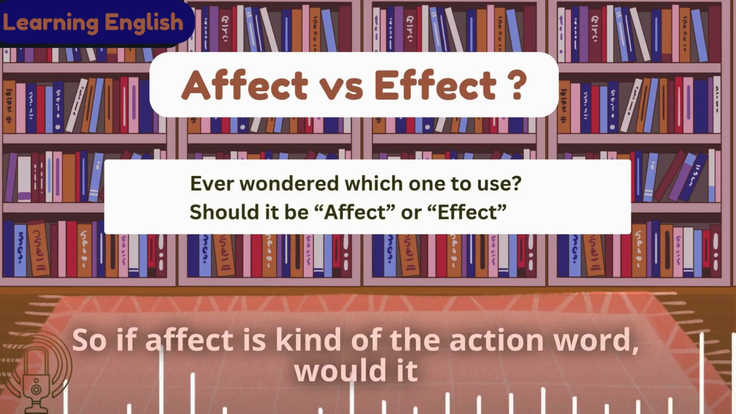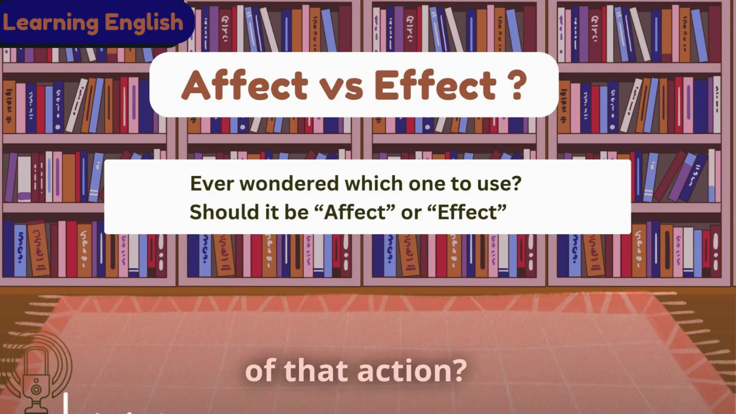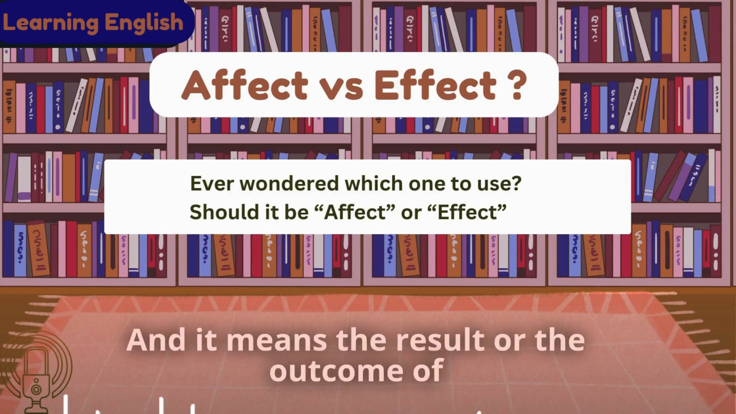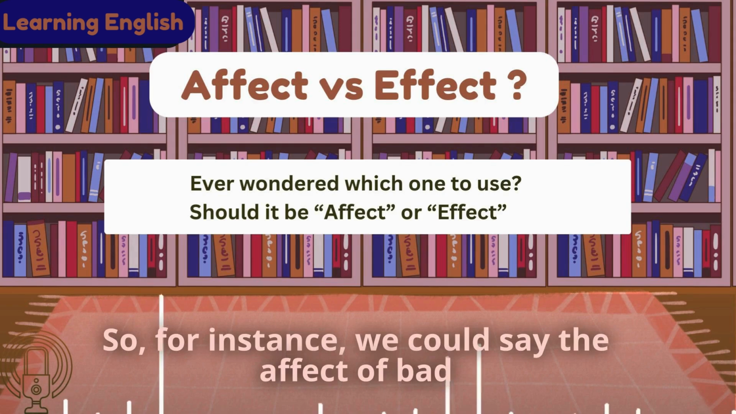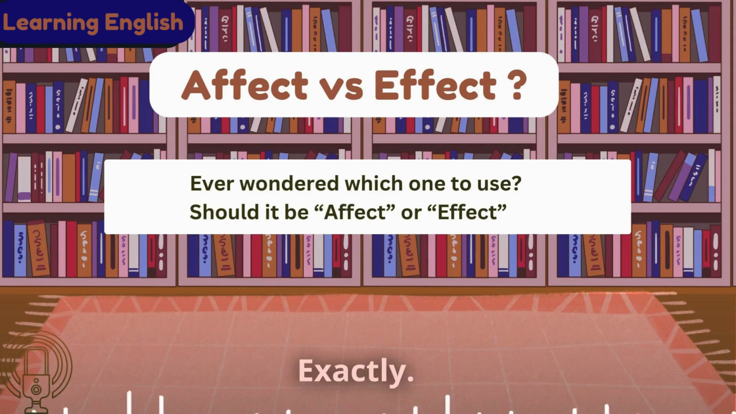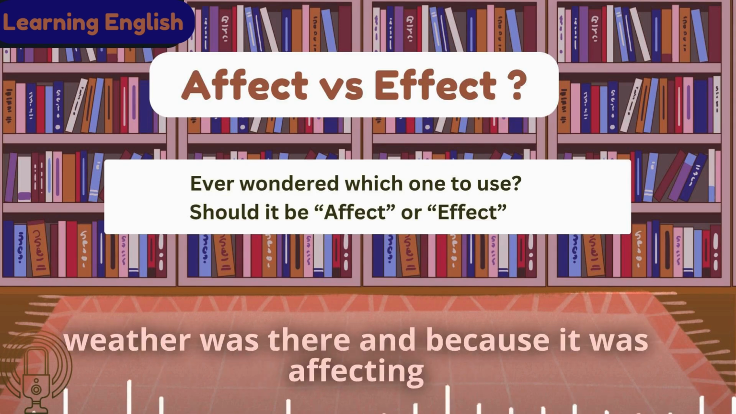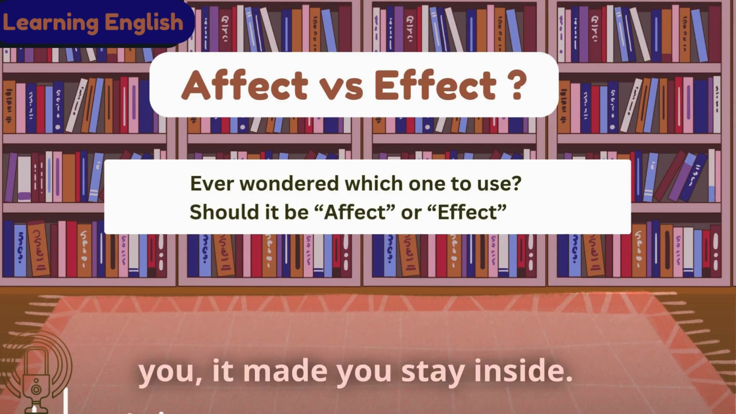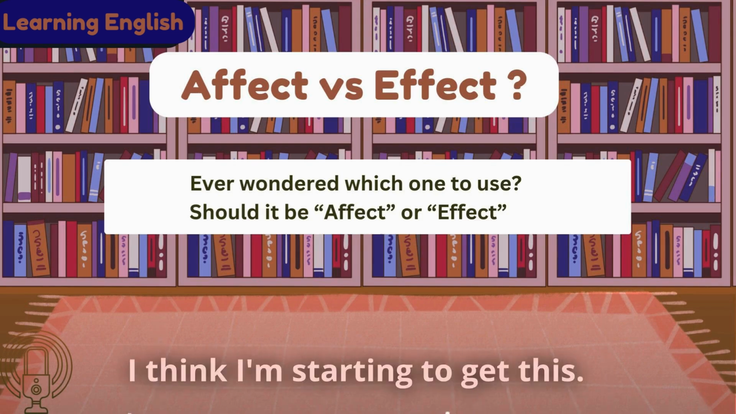Awesome. So if affect is kind of the action word, would it be safe to say that effect is the result of that action? Exactly. So effect is a noun, and it means the result or the outcome of something. So for instance, we could say the effect of bad weather was staying inside all day. Because the bad weather was there and because it was affecting you, it made you stay inside. So that's the consequence. That's the outcome. I think I'm starting to get this.